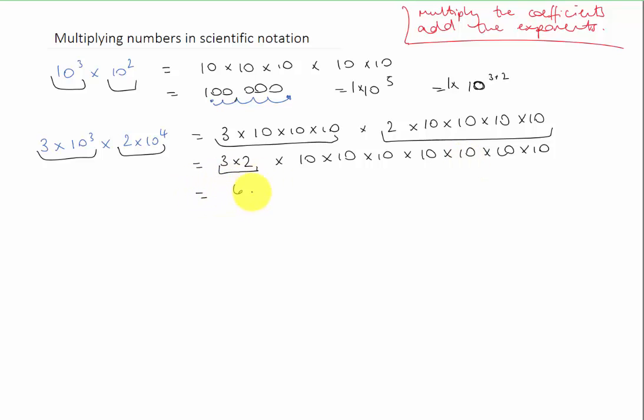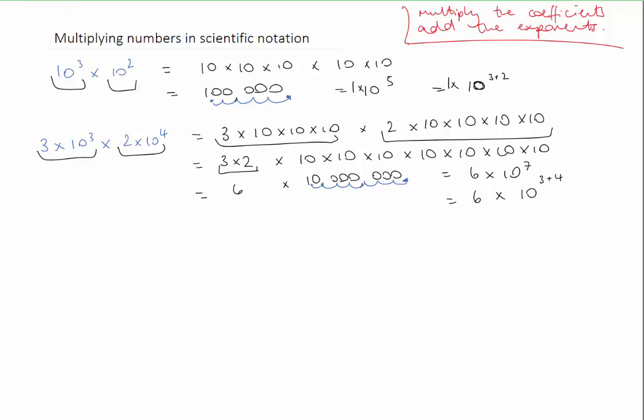So then multiply 3 times 2, that gives us 6. And then here, if we multiply all these together, that gives us 10 million. And then again, we can move backwards from this 10 million back into scientific notation. So that's to move the decimal place from here back to here. That's 1, 2, 3, 4, 5, 6, 7 places. So that's 6 times 10 to the power 7. And again, it's no coincidence that 7 is equal to 3 plus 4. So we could have just added the two exponents together and got the same result.